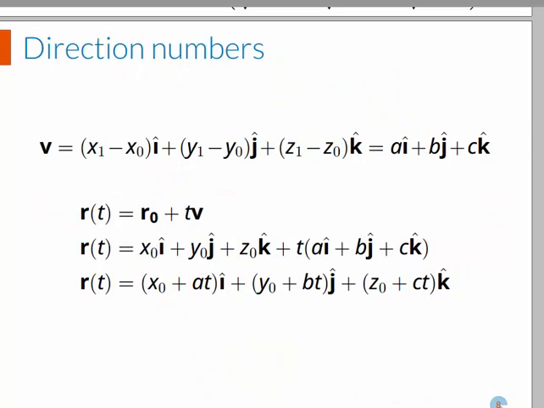Now we'll write this in a different form, actually in a scalar form, but to do that, first we give a new name to the components of V. We call them the direction numbers. And they're usually listed as lowercase a, b, c. So in that case, we can write R of t as x naught plus at, and then for the J direction, y naught plus bt, and for the K direction, z naught plus ct. So these are the direction numbers, and now we're going to take this expression and develop what's called the symmetric equation.